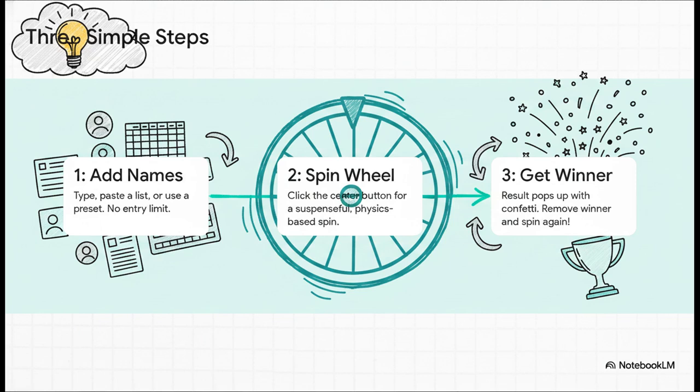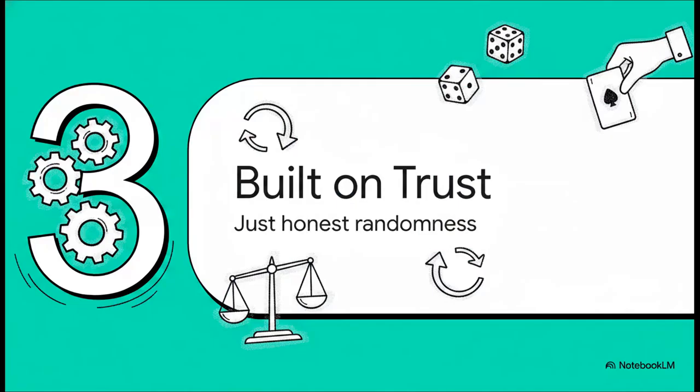First up, you add your names. You can type them in, or maybe just paste a whole list from a spreadsheet, whatever. You can even use presets, and there's no limit on entries, which is awesome. Then, step 2, you just click the big button in the middle and get this really cool, suspenseful spin. Finally, step 3, boom, the winner pops up with a little confetti explosion. And you can even remove that winner and spin again, which is perfect if you're doing something like an elimination round.